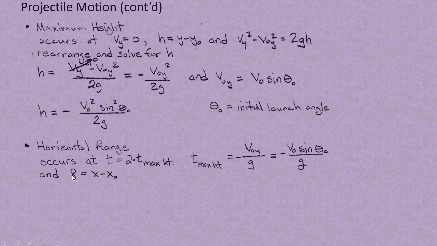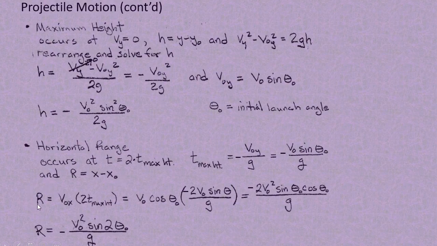Finally, we know that the range is going to be equal to x, the horizontal position at time t, minus the horizontal position at time 0. We can use these governing equations to come up with an equation for the horizontal range. So the range is just going to be equal to the horizontal speed, which remains constant at v sub naught x, times how long it's in the air, and that is twice the amount of time it takes to reach the peak height. Now, we can take v sub naught x and write it in terms of the initial velocity v sub naught times cosine theta sub naught.